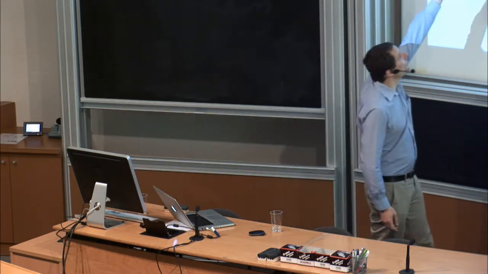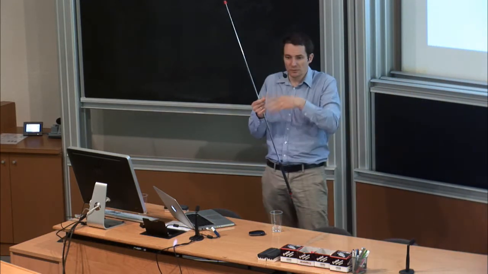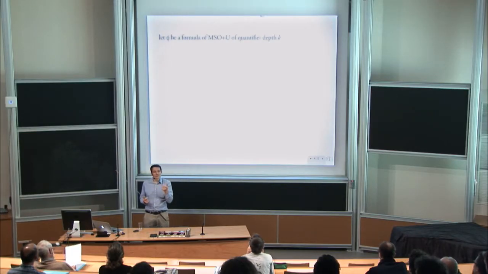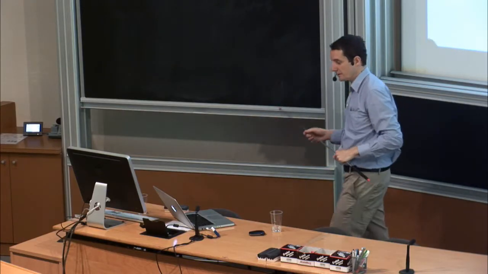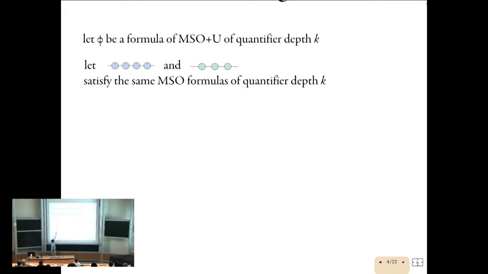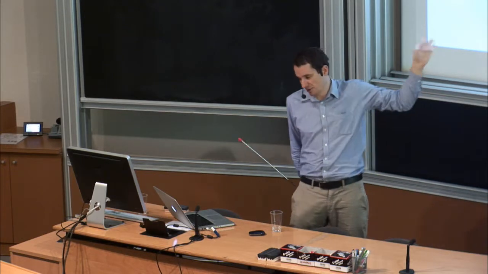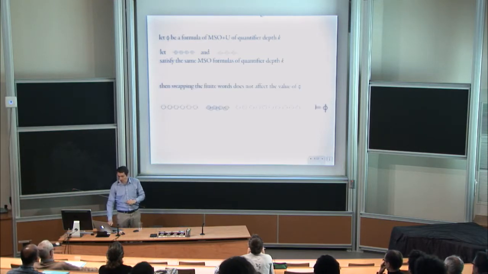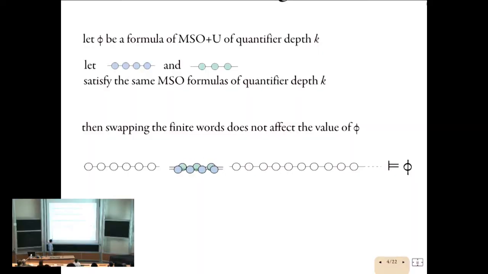Suppose that I have a formula of MSO+U with quantifier depth k, where quantifier depth means you count both quantifiers, you don't care which one is U and which one is exists. I claim that from the perspective of phi, there are finitely many different types of words, in a sense that I will make precise right now. Suppose that I have two words, not necessarily of the same length, which satisfy the same MSO formulas, not U, of quantifier depth k. I claim, and I will not prove it, that they are indistinguishable for this formula in the following sense: if you swap this word with this one in any environment, then this will not affect the truth value of the formula.